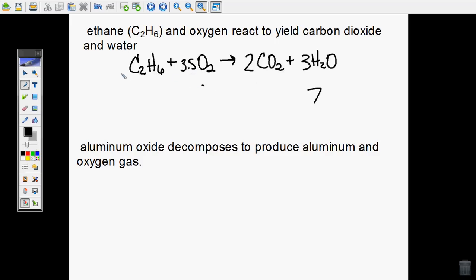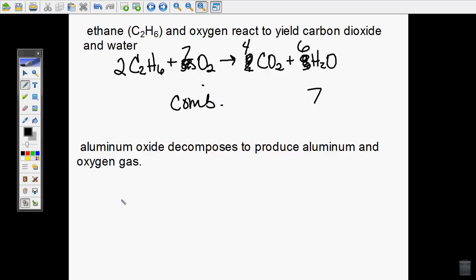So I need to go back and double all my coefficients. So this will become a 2. This will become a 7. This will become a 4. This will become a 6. And this is a combustion reaction.